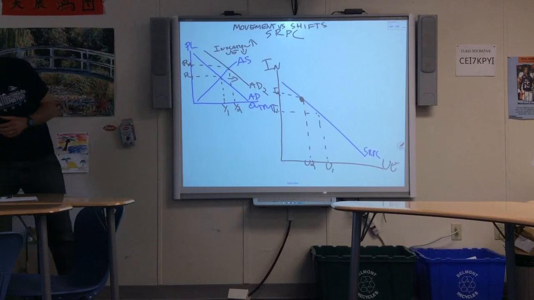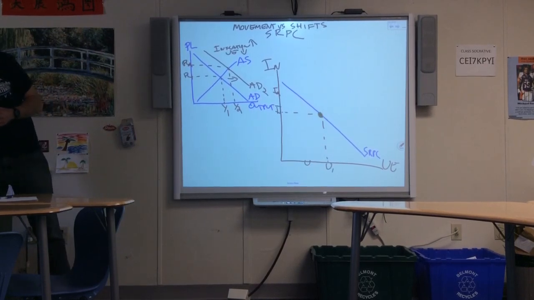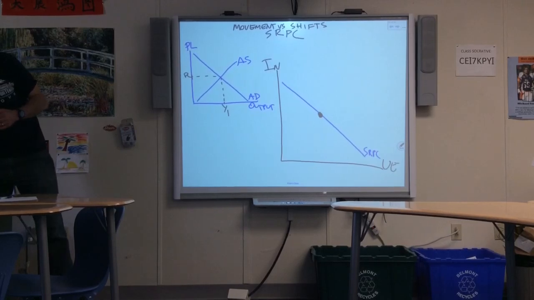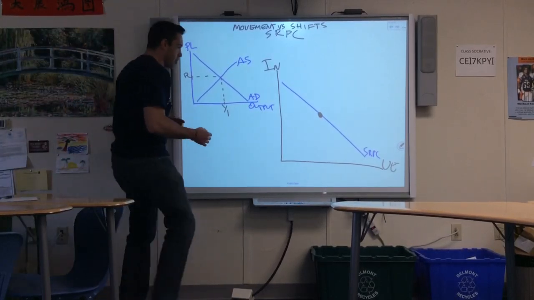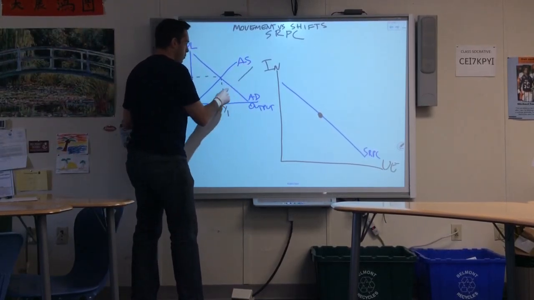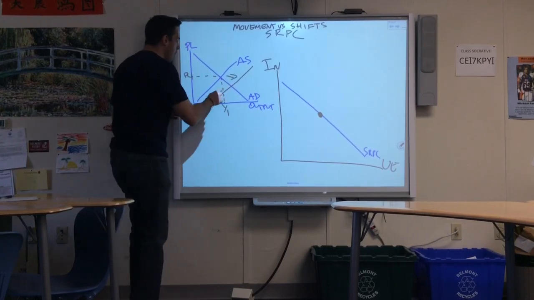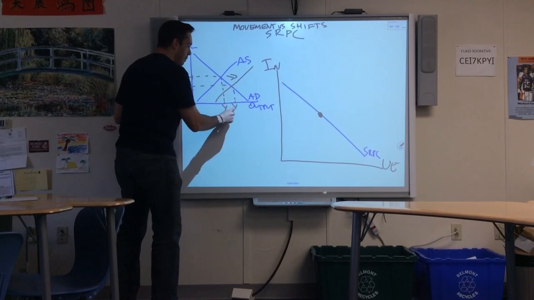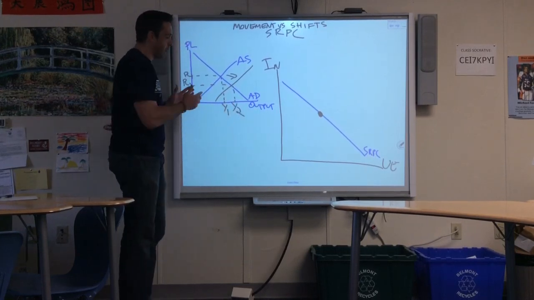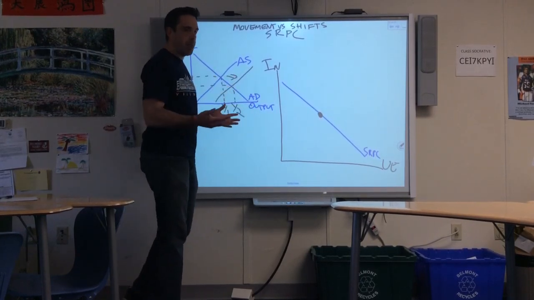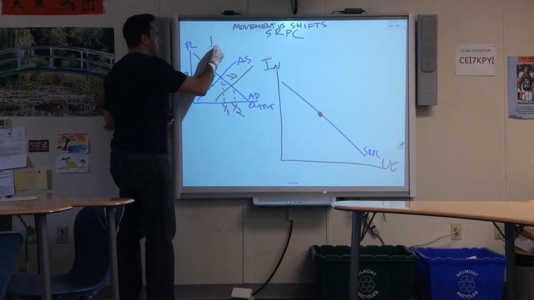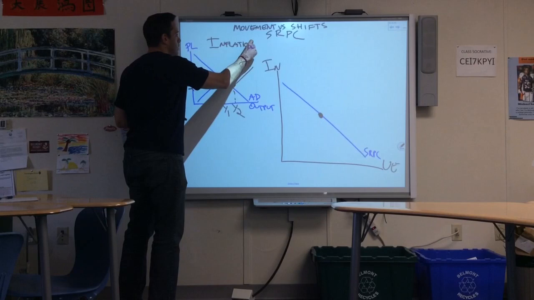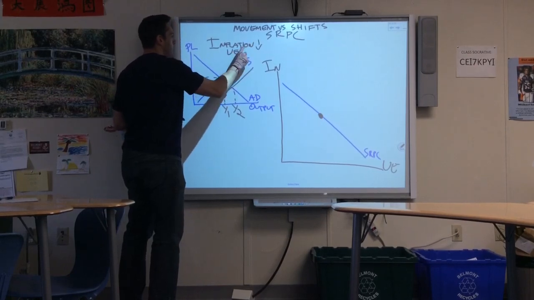So let's look at what happens when we shift aggregate supply. Here we're going to shift aggregate supply to the right. When this happens, my price levels drop and my output increases. And if my output increases, my unemployment decreases. So here I have inflation going down, and I have unemployment going down.